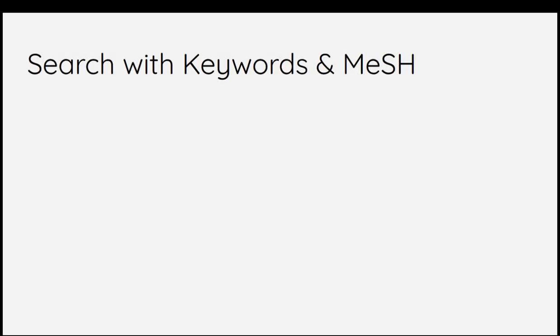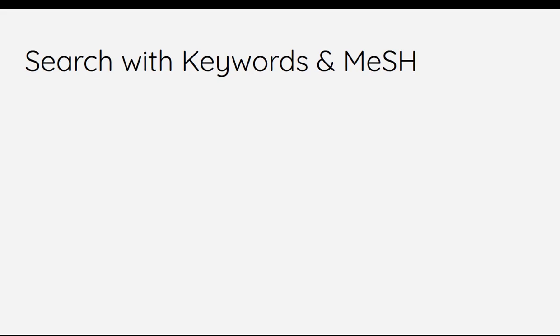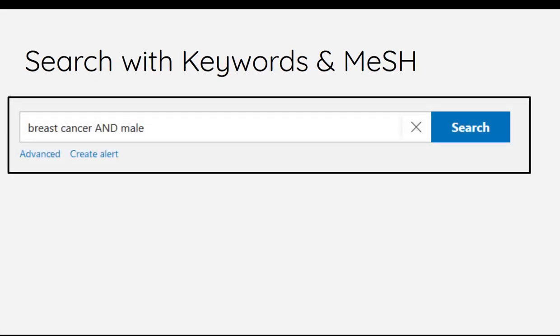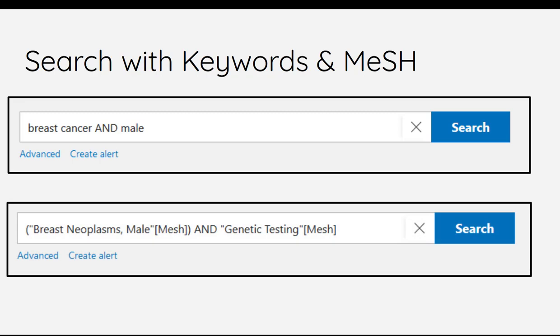Let's take a quick look back at our two searches, the one with keywords and the one with MeSH terms. This image is from the first search we tried, just using keywords from our topic, breast cancer and male. This next image is from the MeSH search we built, adding the concept of genetic testing to further refine our results. Using these words as a starting place, let's see how to combine keywords and MeSH terms.